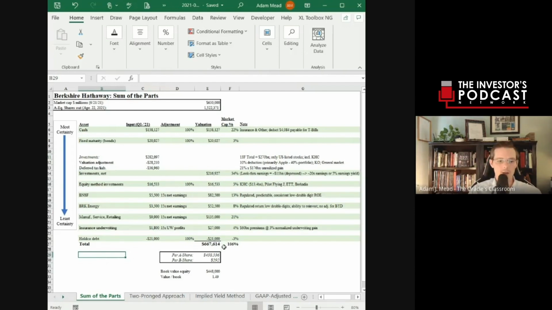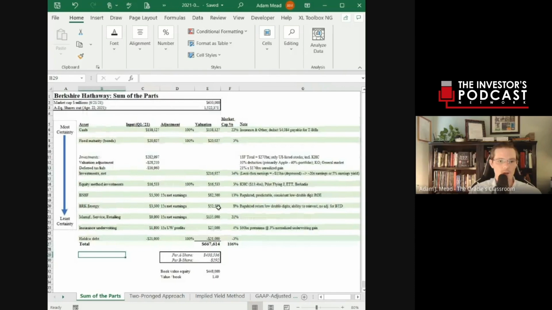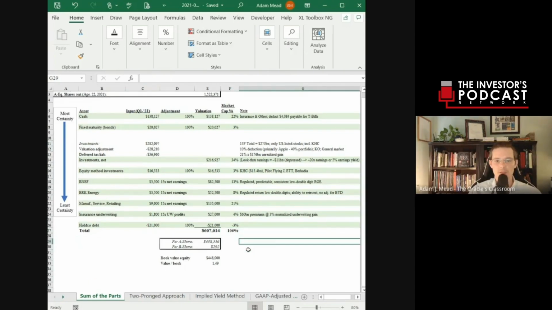And so we get down to the bottom here, and what I'm saying based on this is that based on Berkshire's current market cap, its value is about 106% of its market cap, which would lead you to believe that Berkshire is slightly undervalued currently. And I've given you here the per share figures as well as a value to book metric as well.